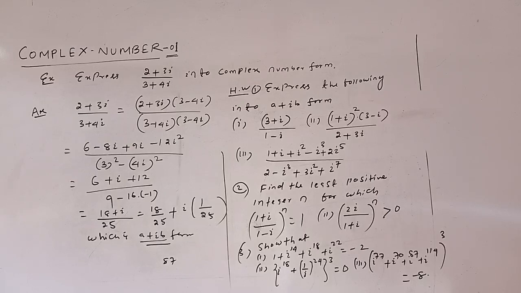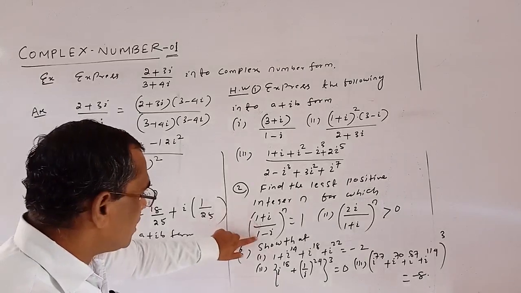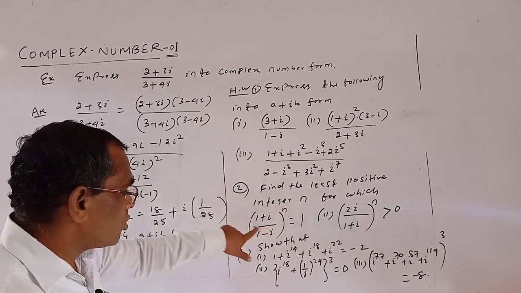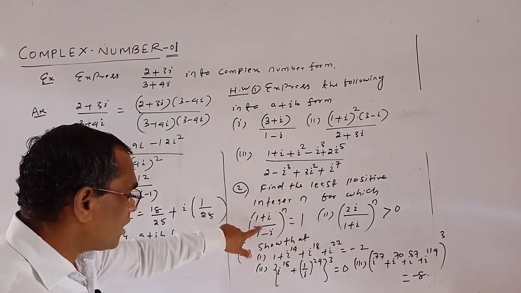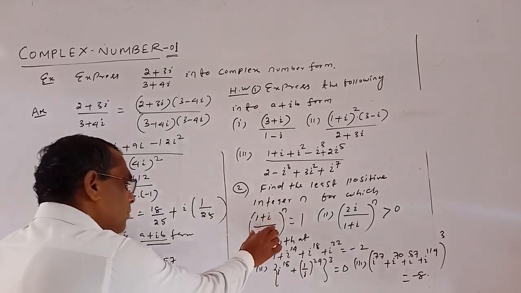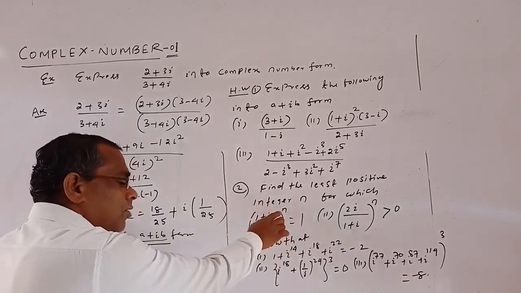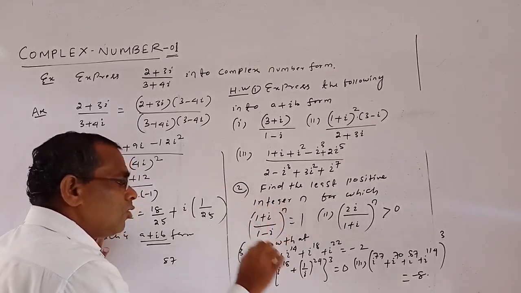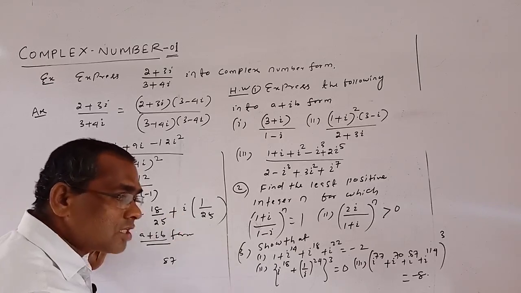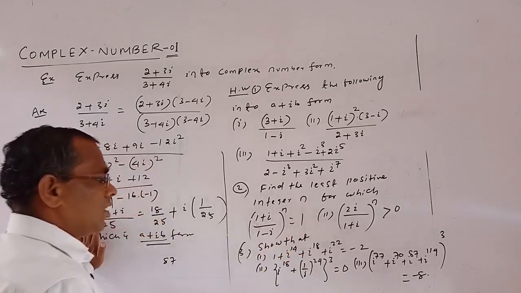Second question is, find the least positive integer n for which (1 plus i by 1 minus i) to the power n equals 1. So (1 plus i by 1 minus i) to the power n equals 1, find the least positive integer. So first convert 1 plus i by 1 minus i into a plus ib form. After converting into a plus ib form, whatever value you get, its power is n, so for what value of n, which must be a positive integer and the least, the value becomes 1, you have to see.